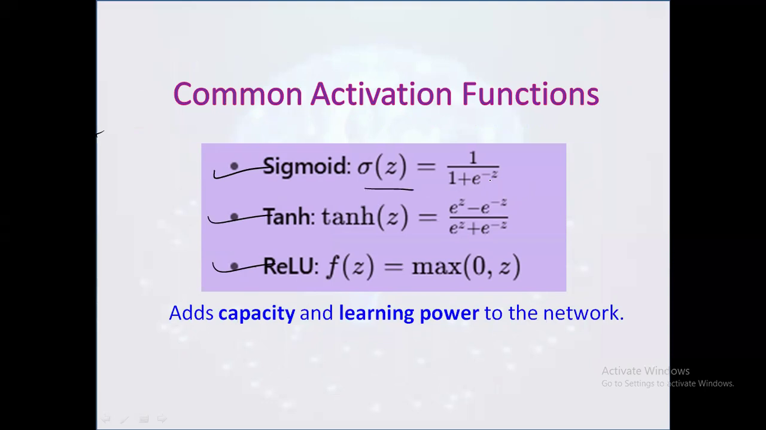The sigmoid function is 1 divided by 1 plus e power minus z. What is this z? It is the weighted summation, sum over i equal to 1 to n of xi wi plus bi. After finding this value, we substitute it and find the output value.